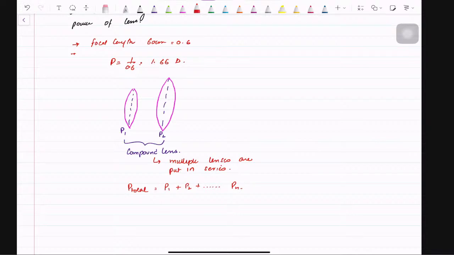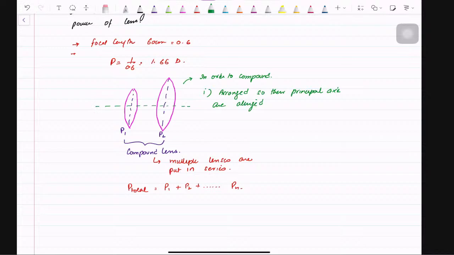The other thing is that you should always remember, in order to compound, they should be arranged so their principal axes are aligned, which means that they must have the same principal axis, okay. And the other thing is that they should be touching or very close. You should not put them away. Got it? Yes. Good, good.